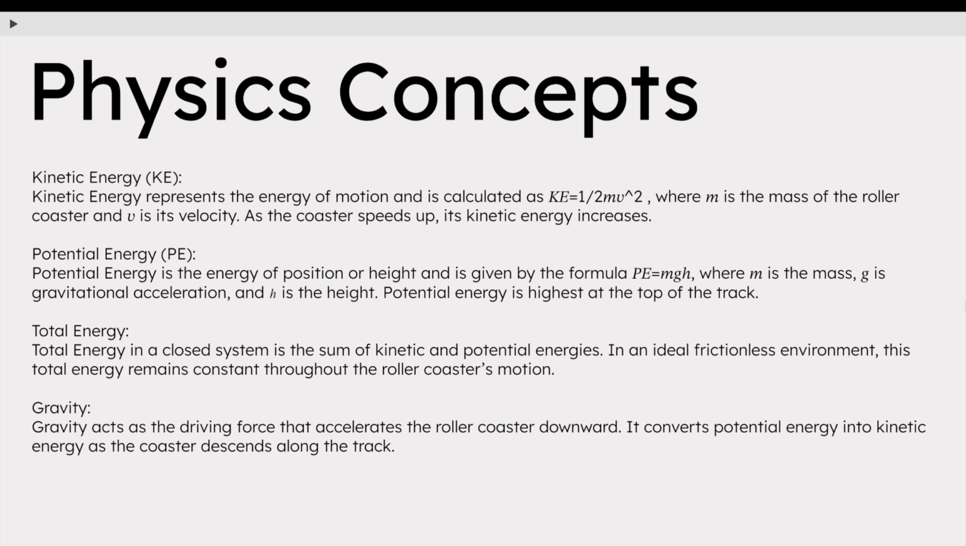So the basic physics concepts are kinetic energy, with its formula seen here, potential energy, with its formula seen here, and the total energy in a closed system, which is the sum of kinetic and potential energies. In the ideal frictionless environment, this total remains constant throughout the roller coaster's motion, and gravity acts as the driving force that accelerates the roller coaster downwards and converts potential energy into kinetic energy as the coaster descends along the track.